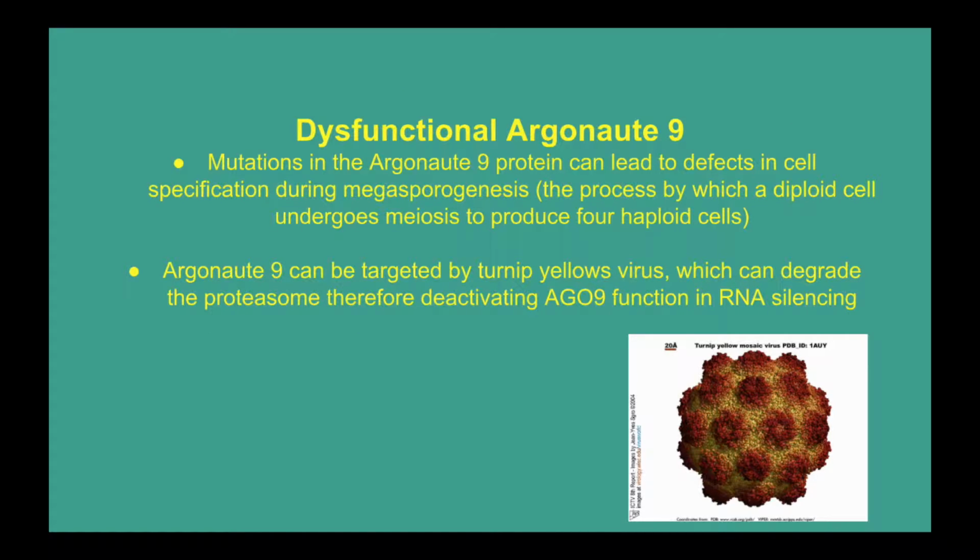In cases of dysfunctional Argonaute 9, mutations in the Argonaute 9 protein can lead to defects in cell specification during megasporogenesis. This is the process by which a diploid cell undergoes meiosis to produce 4 haploid cells, or gametes. Another case where Argonaute 9 can become dysfunctional is when it is targeted by the turnip yellows virus. This can degrade the proteasome and deactivate the function in RNA silencing.